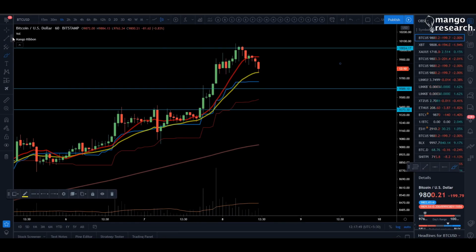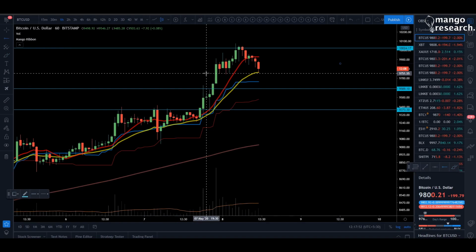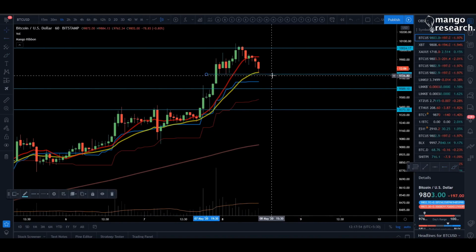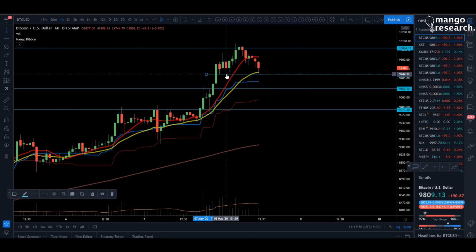It may not be obvious to you guys, but to me it is an important wick, and it is lining up with the 21 EMA too, right over here, coming in at around 9,744. If you want to be exact, it's 9,744.79.